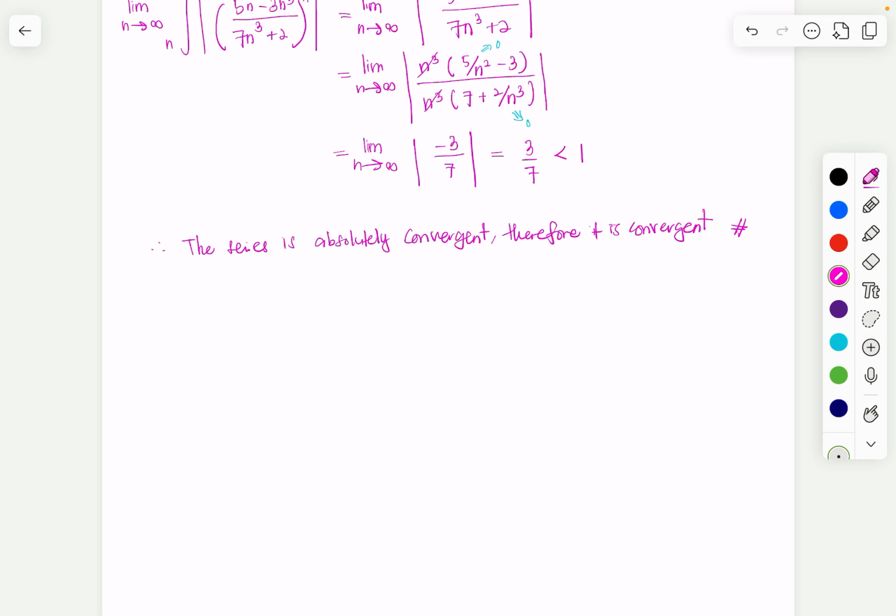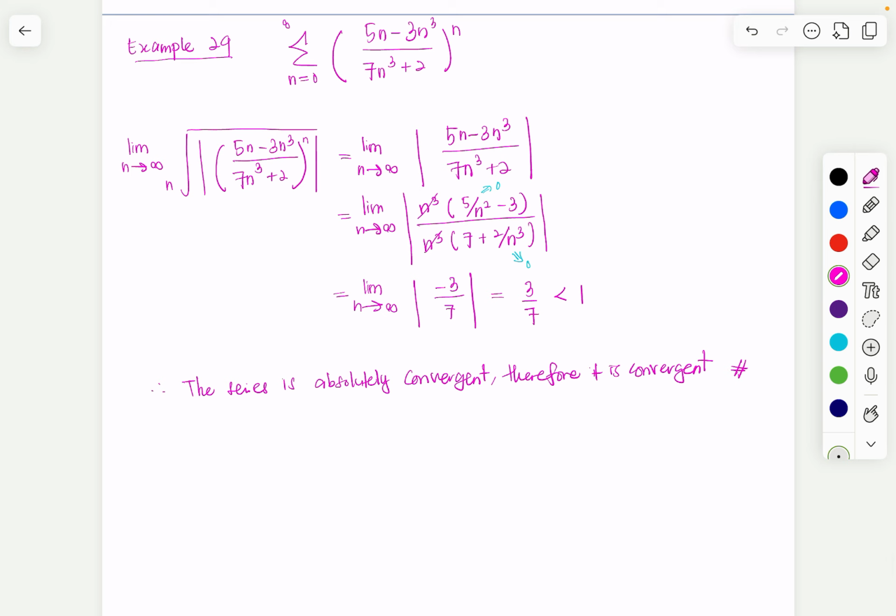Okay, so this conclusion is important, so make sure you have the conclusion whenever you try to find the limit or the convergence of the series. Okay, so this is for the root test, the last test.